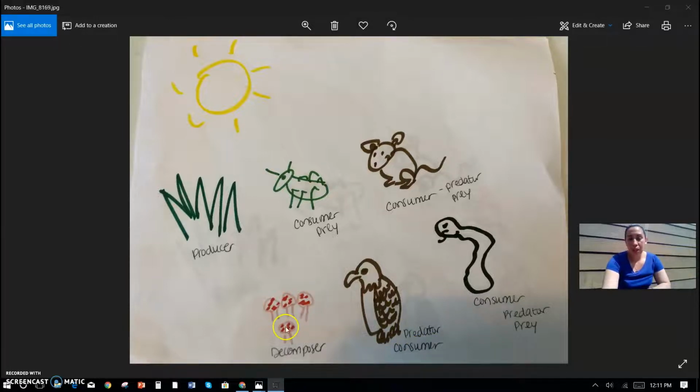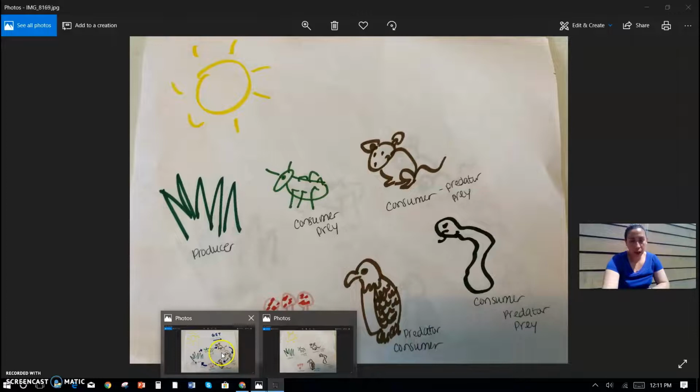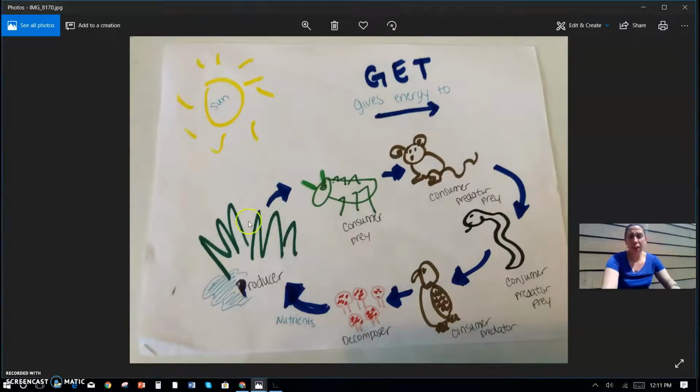I've got the decomposers. So let me show you, if we were drawing our arrows to properly construct a food chain, what that would look like. Here I've went ahead and added my arrows. You do recognize this word "get" from math. So in math we use it for multiplication. Nice thing for you, we're going to use the word "get" in science. And in science it's going to mean "gives energy to."